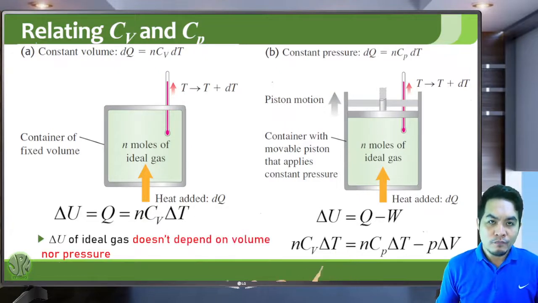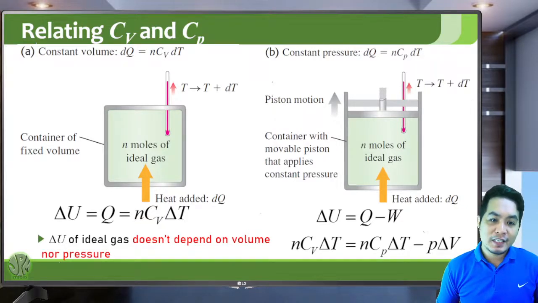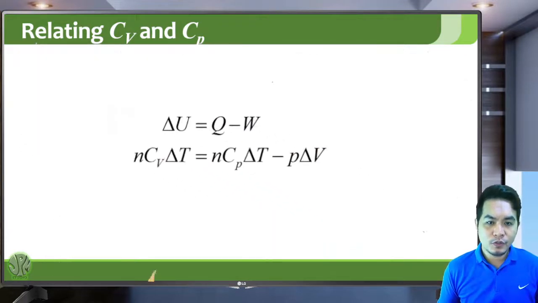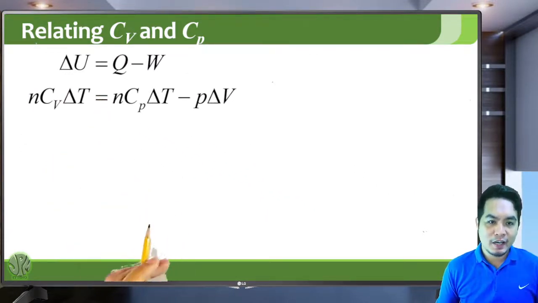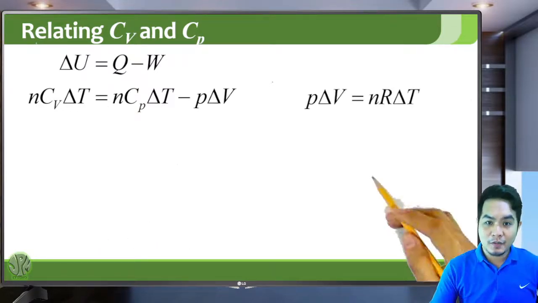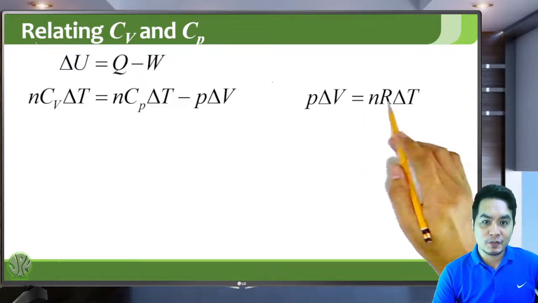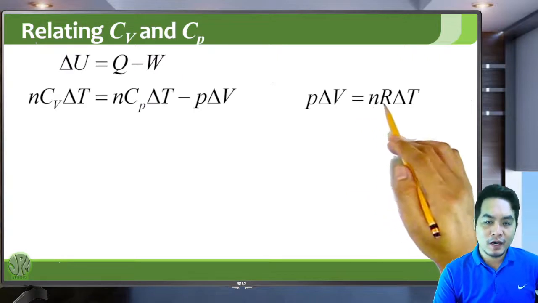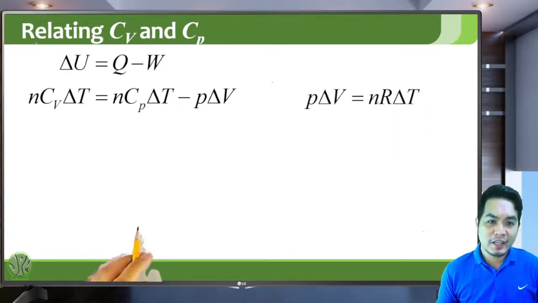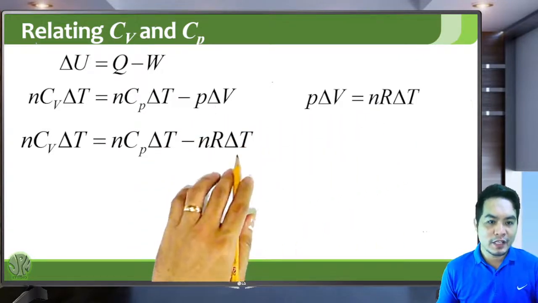Now, take note that we emphasized before in the previous lesson that the change in internal energy of the ideal gas doesn't actually depend on volume or pressure. It just depends on temperature. So looking at this relationship, and if we recall the ideal gas law, at constant pressure, if the volume is changing, only the temperature is changing. So P times change in volume is equal to nR times change in temperature. This is from the ideal gas law. So if we replace this by this one, we get this expression.